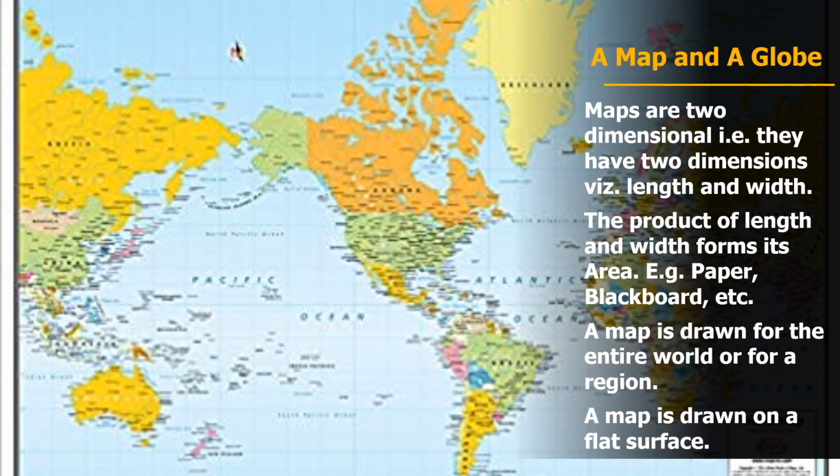We use certain signs and symbols to show information on the map, like rivers, railway tracks. All these have certain symbols so that we can know, yeah, in this map I will learn about railway tracks and all.